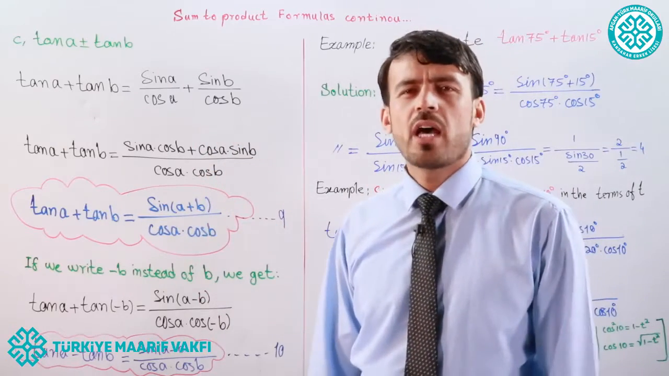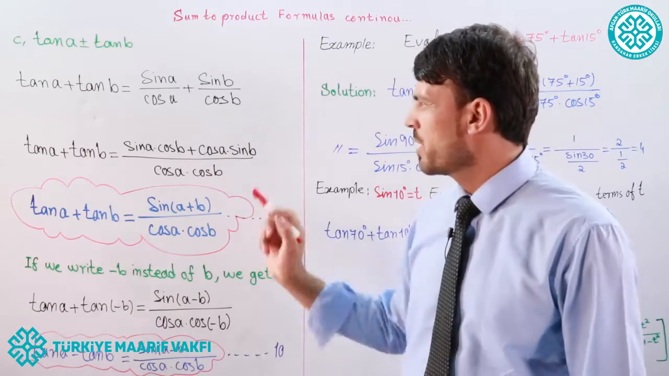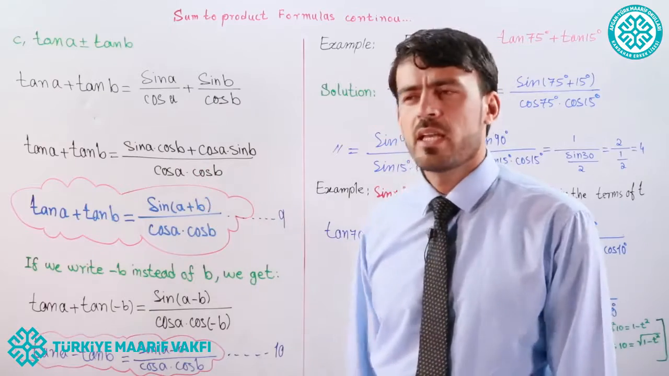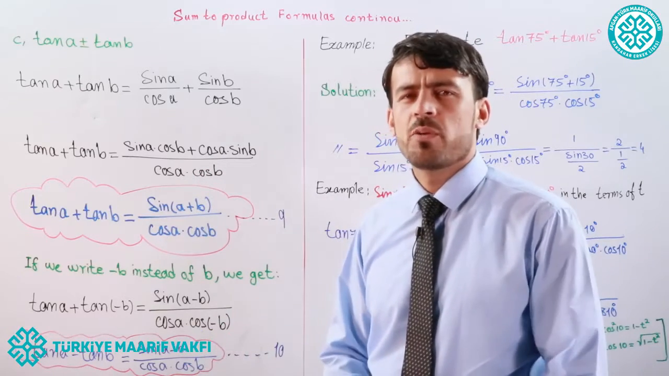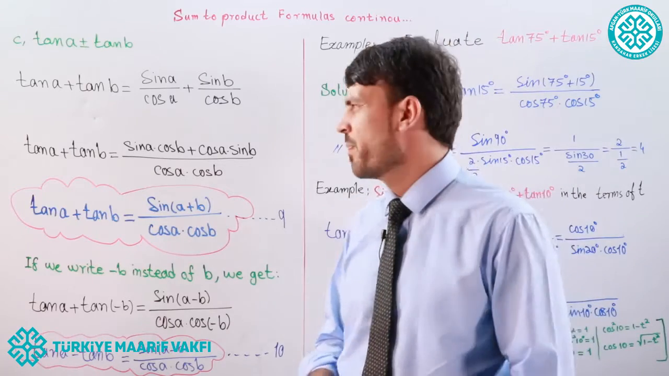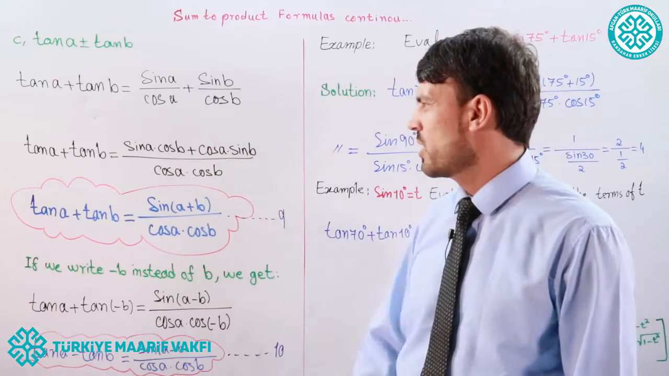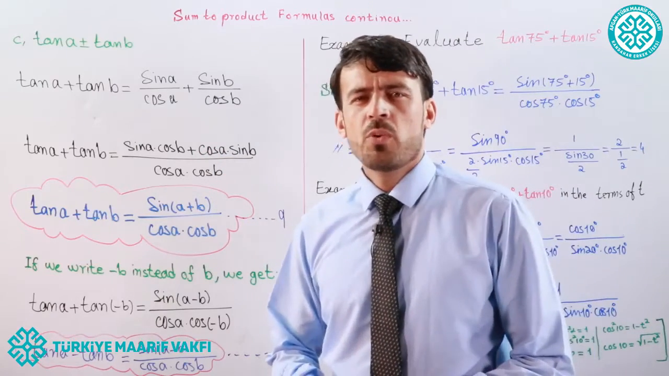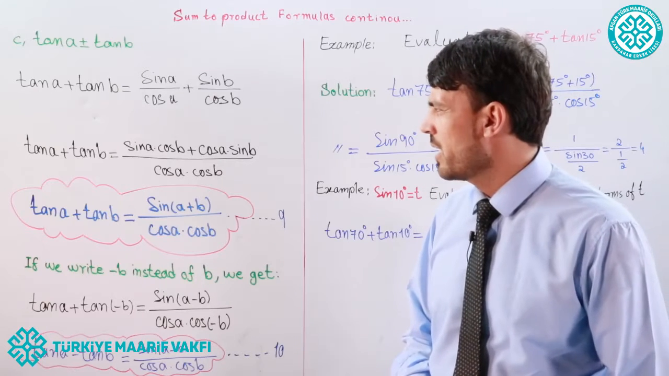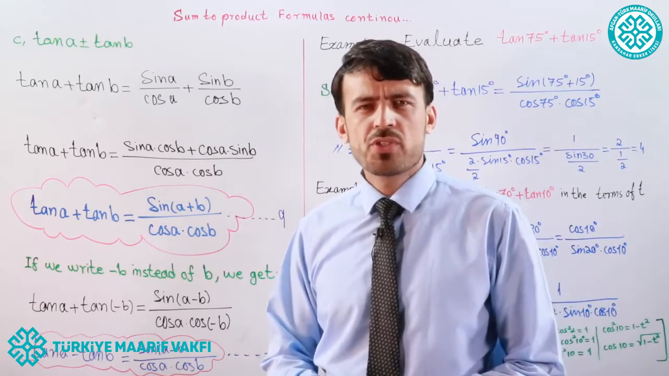at first we should have a common denominator. If we take a common denominator, we will have cosine A and cosine B as the common denominator. And after addition, in the numerator we will have sine A cosine B plus cosine A sine B. We know that sine A cosine B plus cosine A sine B is the form of the sum of sine.